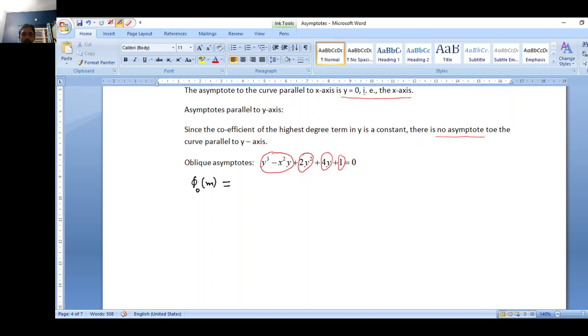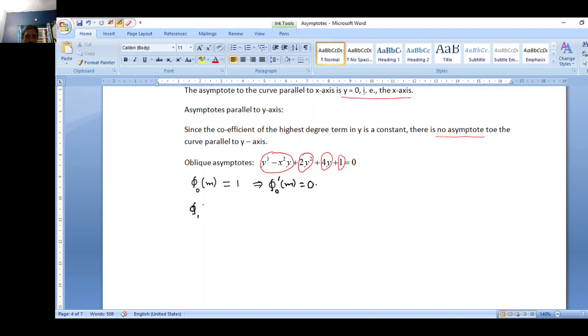Simply look at the constant term. In this constant term, replace every y by m and x by 1. Because it's a constant term, there will be no x and y, so it will simply be whatever the number is. So phi naught of m is 1. Once you have got this, simply find out its derivative. It might be of some use later on. So phi naught dash of m is going to be 0. Next, this is the constant term.